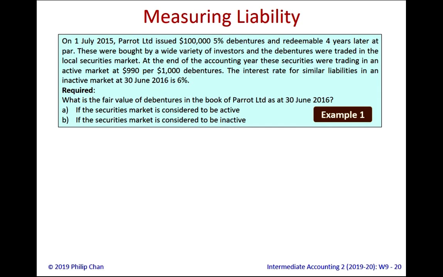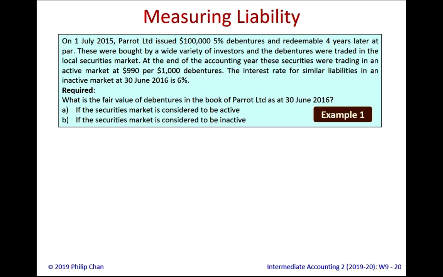Okay, let's look at the example on measuring liability. We have two of them. The requirement is, what is the fair value of a debenture in the books of the company as at the 30th of June 2016? A, if the securities market is considered to be active. B, if the securities market is considered to be inactive. At the beginning of the year, 1st of July 2015, the company issued 100,000 5% debentures redeemable 4 years later at par. Okay, so we know the face value is 100,000, coupon rate 5%, duration 4 years.